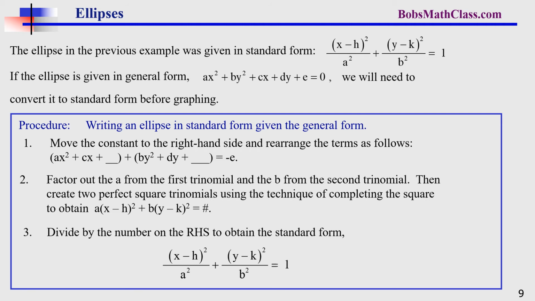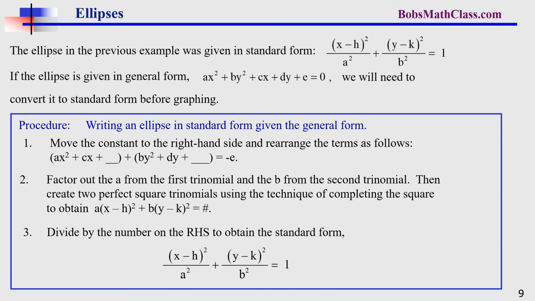Okay, so if it's given in this form, ax squared plus by squared plus cx plus dy plus e equals 0, in letters, we need to change it into standard form before graphing. So if you've done the video on circles, very similar. A little added complexity because we have a number in front of the variables that are squared, but we're just going to have to factor that number out.